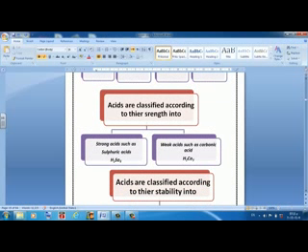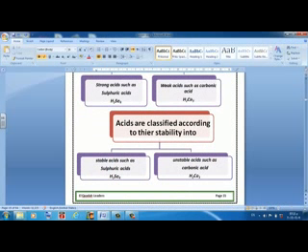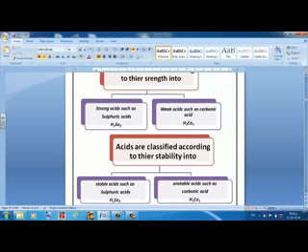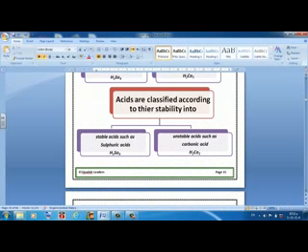And we also have another classification of acids. Acids are classified according to their stability into stable acids such as sulfuric acid, H2SO4, and unstable acids such as carbonic acid, H2CO3. So here in our graphic organizer there are 2 types of classification of acids. If we classify acids according to their strength, it will be strong and weak, and if we classify acids according to their stability, it will be stable and unstable.